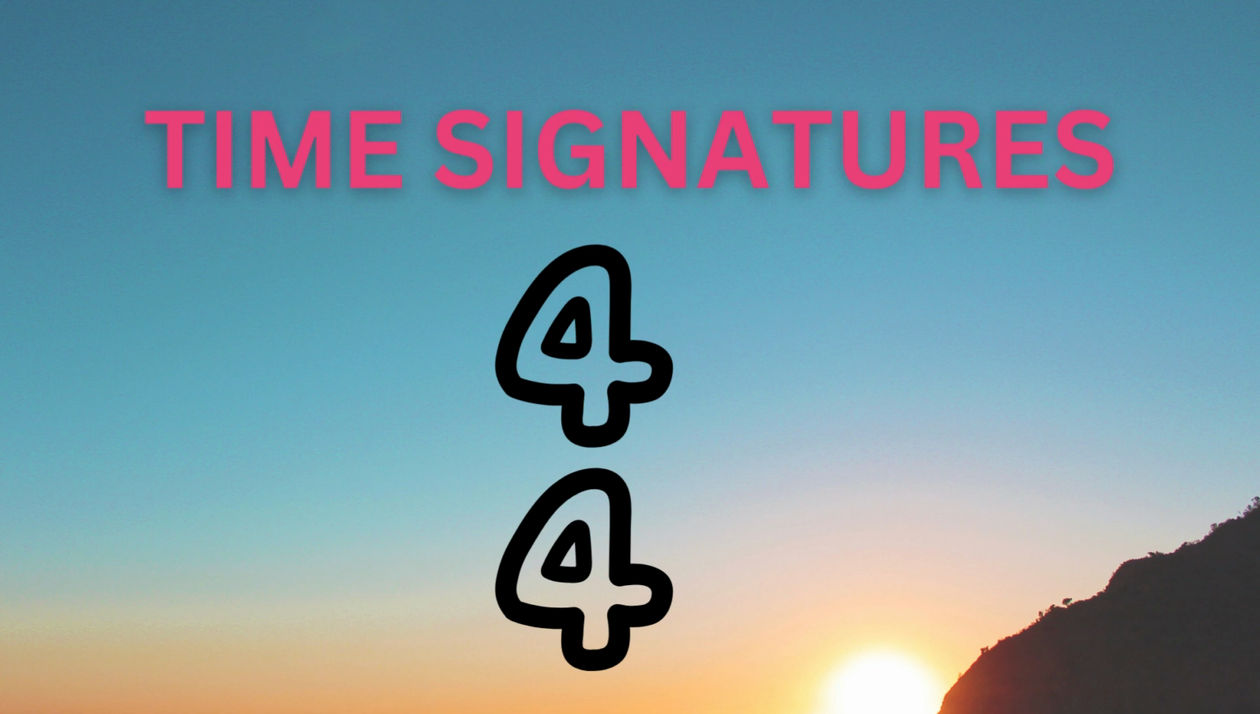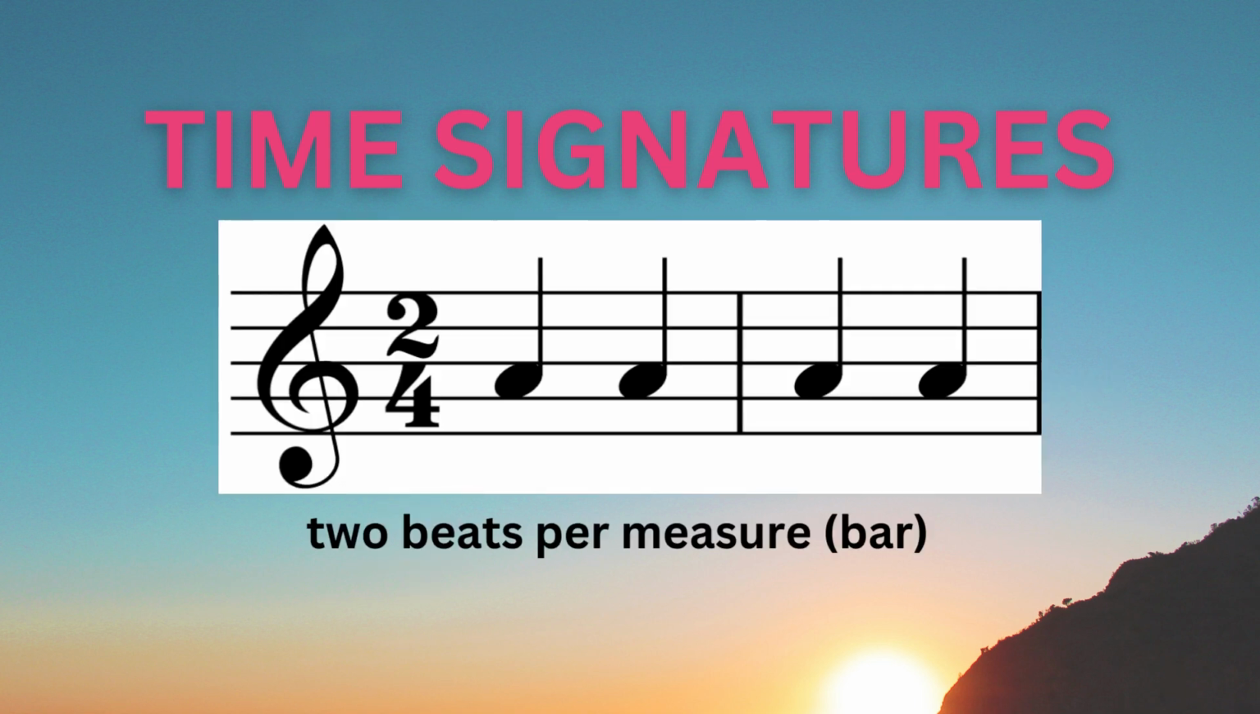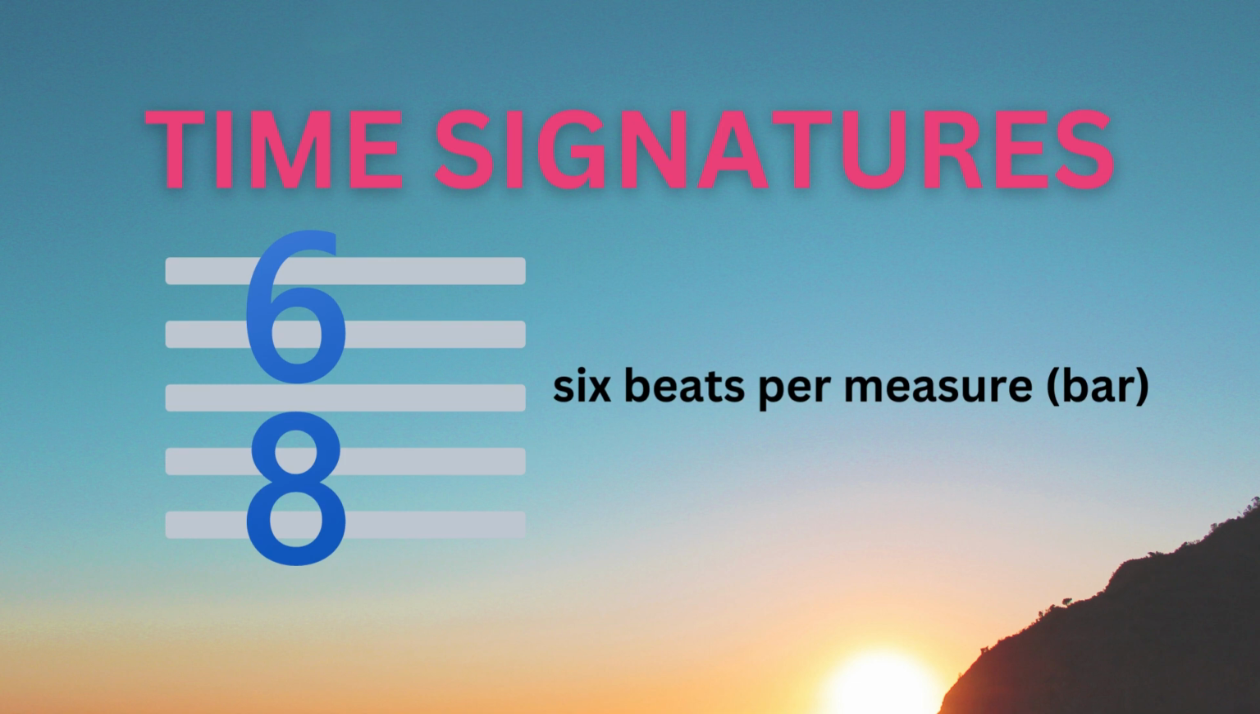The most common time signature is 4/4, which means there are 4 beats per measure, and the quarter note receives 1 beat. Other common time signatures include 3/4, 3 beats per measure, 2/4, 2 beats per measure, and 6/8, 6 beats per measure, with the 8th note receiving 1 beat.